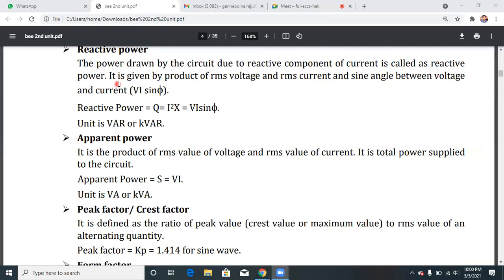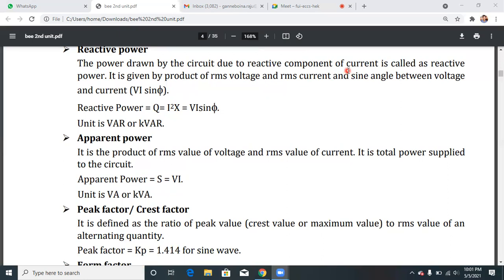This is because of inductance, because of the coil. This power is because of the coil, so the inductance effect. The power drawn by the circuit due to the reactive component of current is called reactive power. It is given by the product of RMS voltage and RMS current and the sine of the angle between voltage and current, VI sine phi.